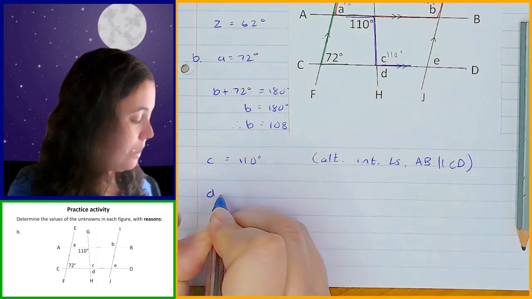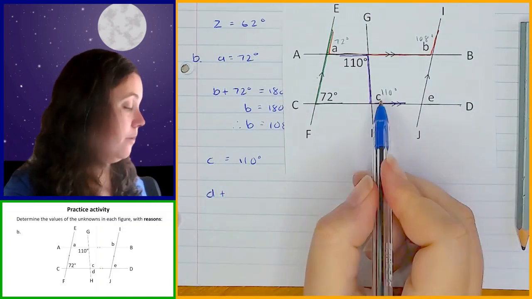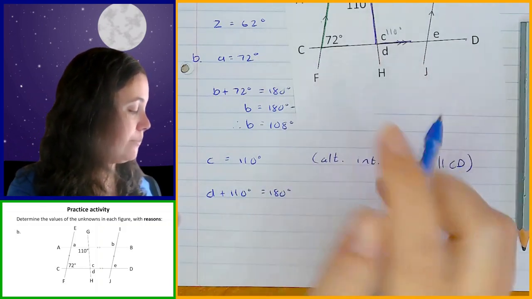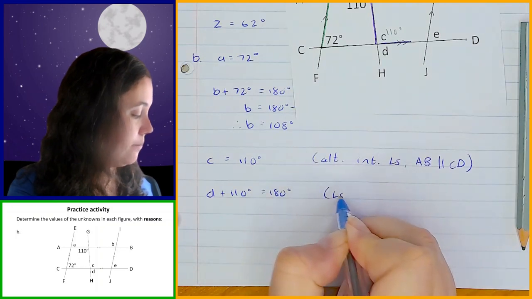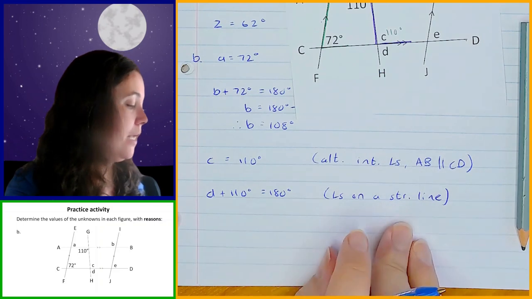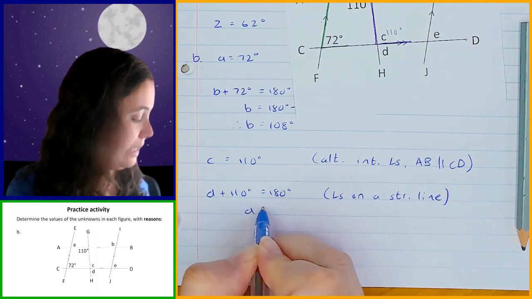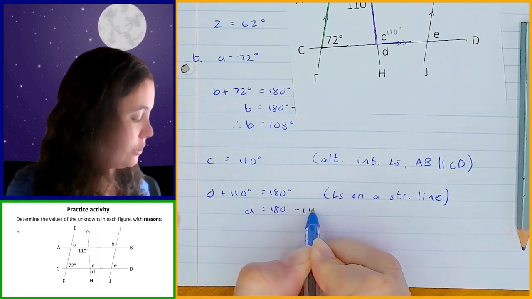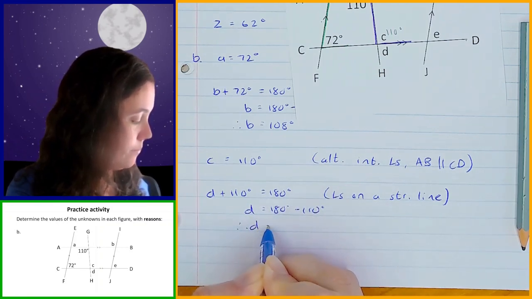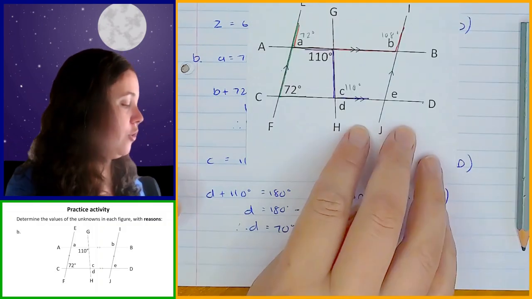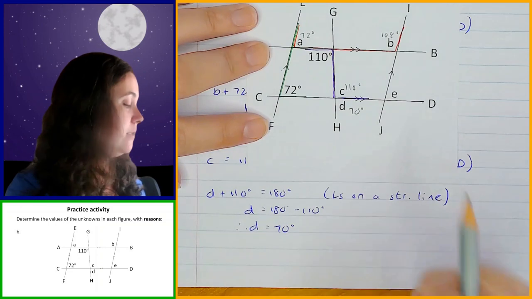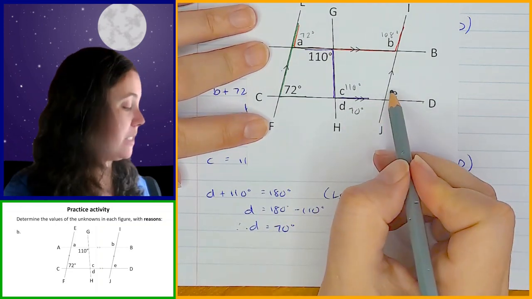So D plus 110 for C is equal to 180 degrees, and the reason for that is because they are angles on a straight line. Okay, so now I can solve for D, so that's D equals 180 degrees minus 110 degrees, which gives me 70 degrees. Okay, so now I know this over here is 70 degrees. Next, or last, I need to work out E, which is this one over here.